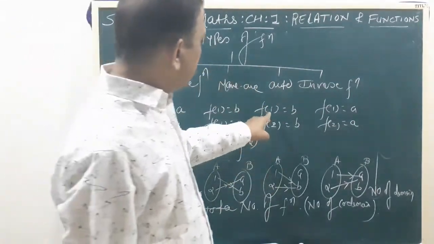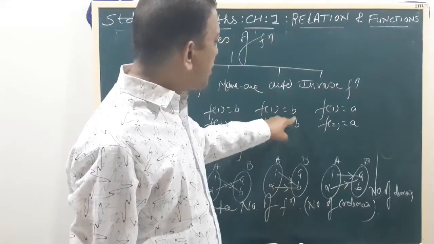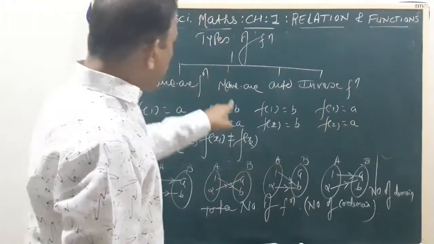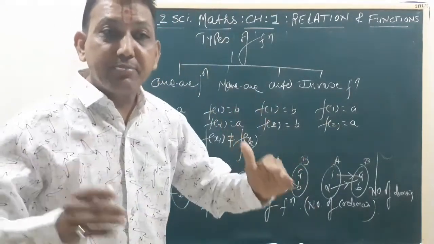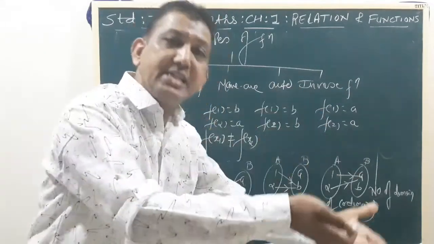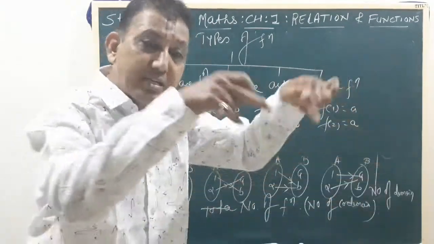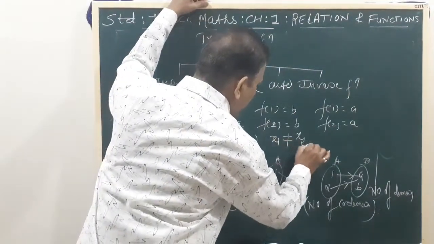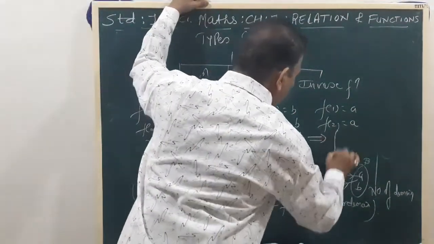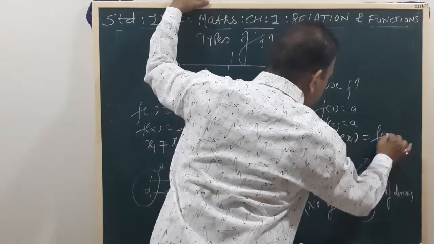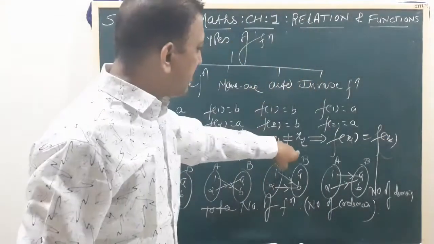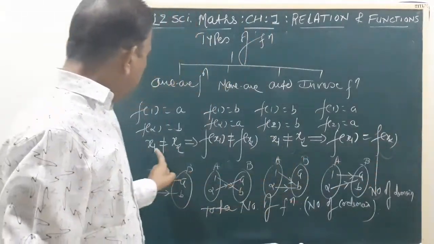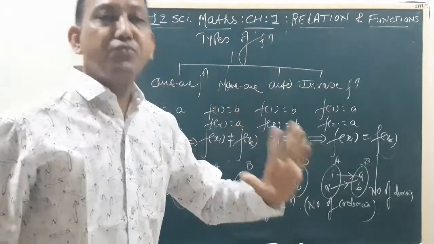And here different values but the answer is not different; the answer is the same in both. It is called many-one function. Many-one means many values but one answer. Different values but the same answer. So here x1 is not equal to x2, different values but the same answer. It is called many-one function. And different value, different answer is called one-one function.